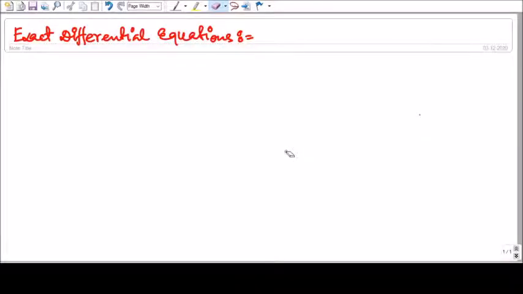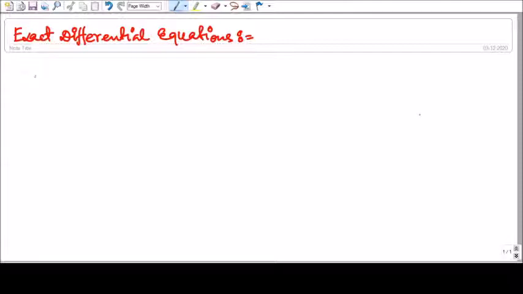Okay, next we will discuss exact differential equations. Before discussing exact differential equations, let us first talk about exact differentials.